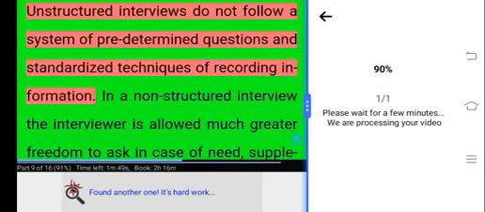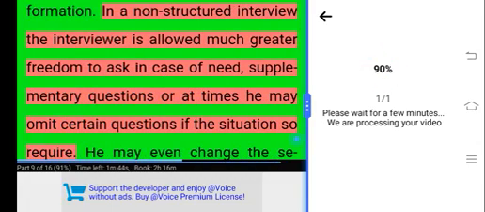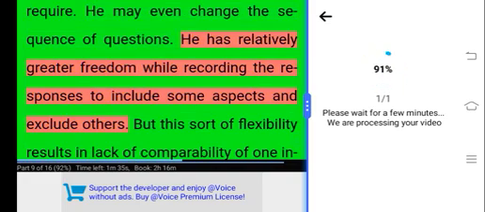Unstructured interviews do not follow a system of predetermined questions and standardized techniques of recording information. In a non-structured interview, the interviewer is allowed much greater freedom to ask, in case of need, supplementary questions, or at times he may omit certain questions if the situation so requires. He may even change the sequence of questions. He has relatively greater freedom while recording the responses to include some aspects and exclude others.